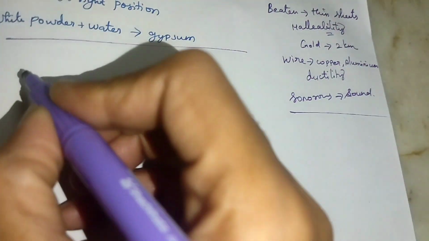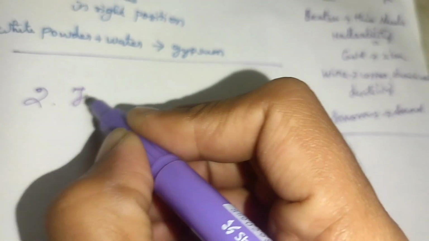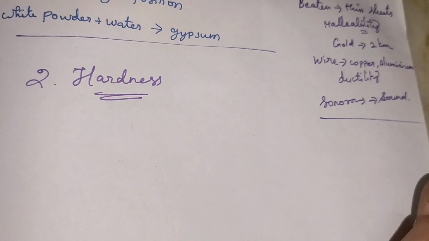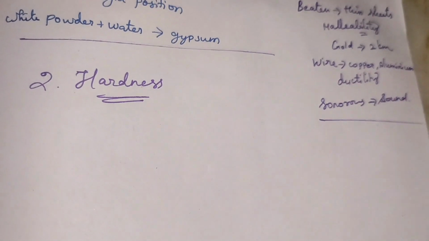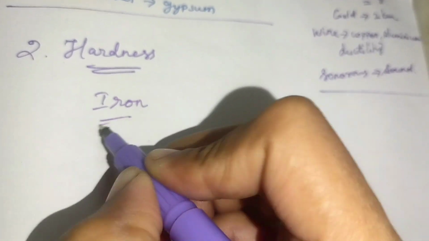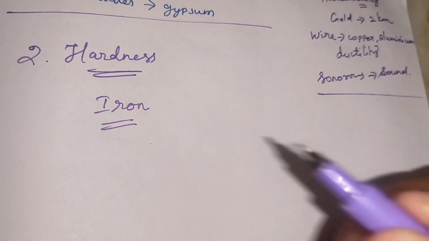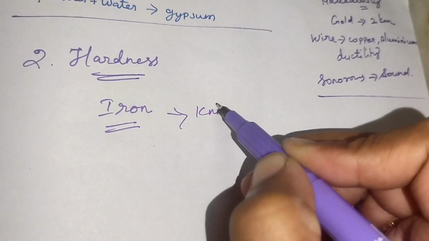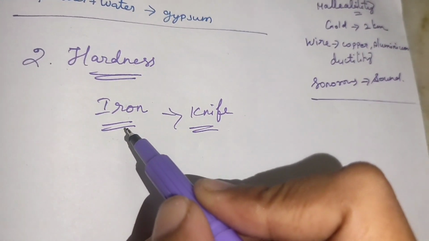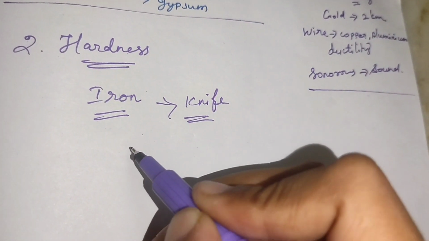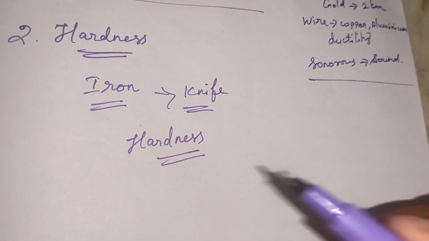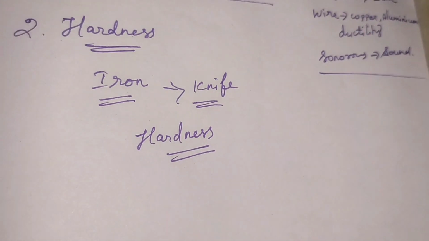Now, the second physical property is hardness. Generally, metals feel like very hard material. For example, if I take iron or copper and use a knife to cut it, striking the knife on the metal, I feel some hardness. So generally, metals are hard. This is the second physical property.